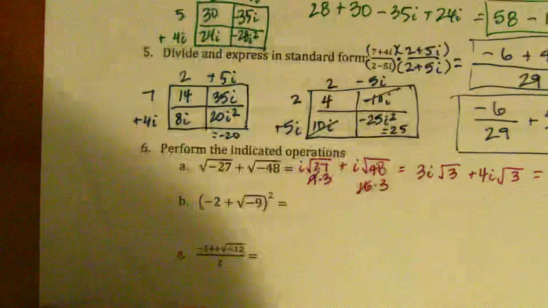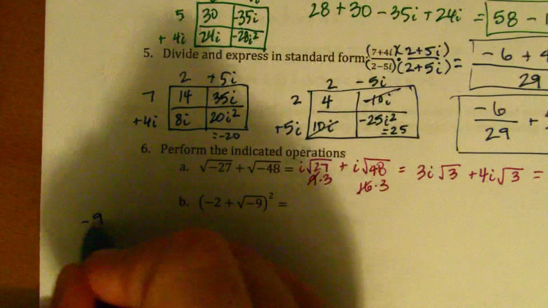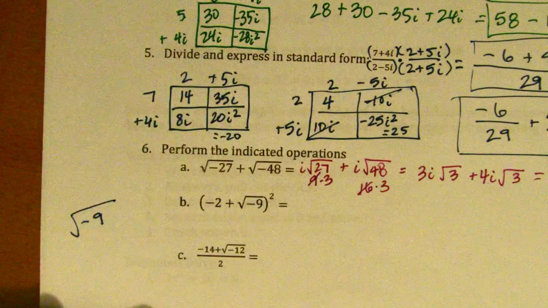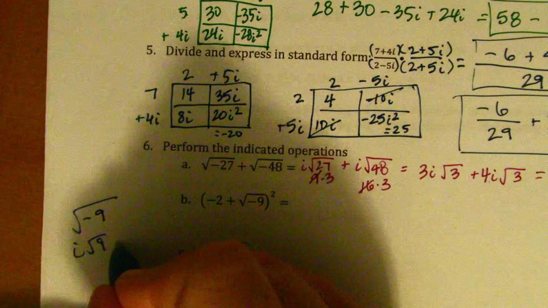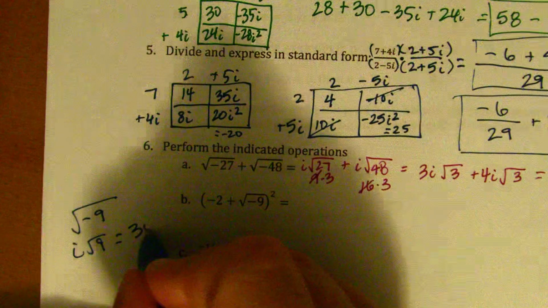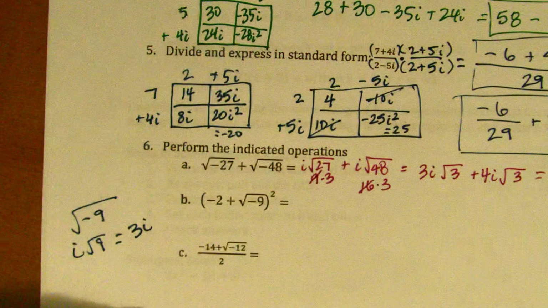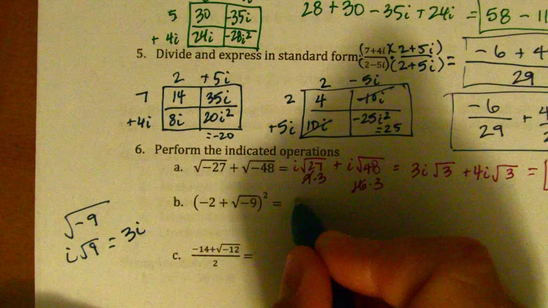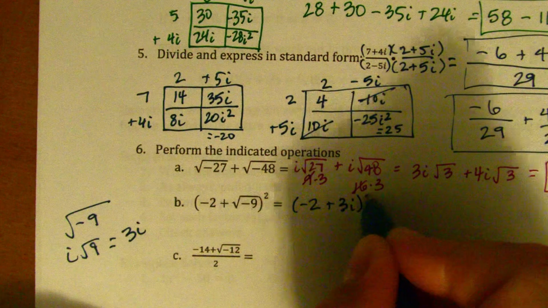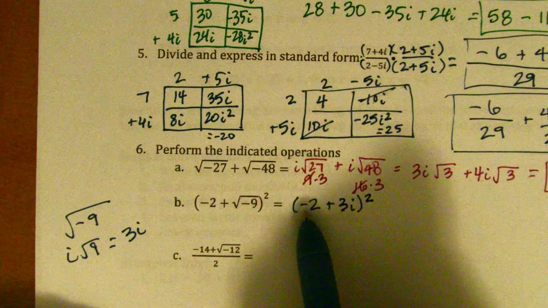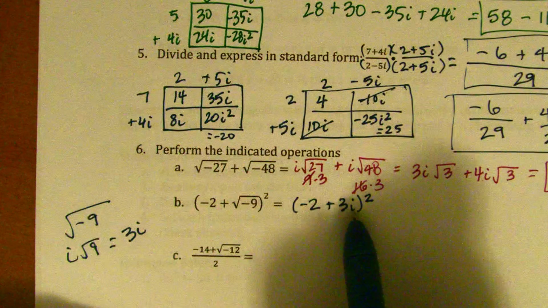Well, let's just look at the square root of negative 9. I can pull out the negative and have i times the square root of 9, and the square root of 9 is 3. So this is equal to 3i. There's no square root left. So the first thing I'm going to do is rewrite this as negative 2 plus 3i squared. Well, that means I have negative 2 plus 3i times negative 2 plus 3i.